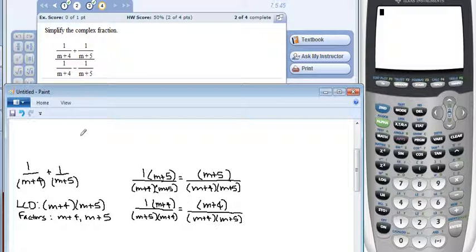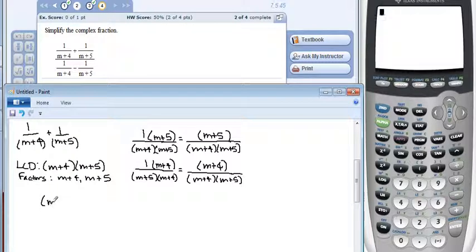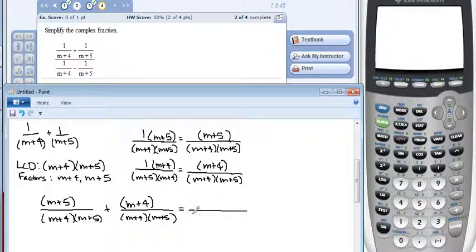Right? So here I have m plus 5 over m plus 4, m plus 5, plus m plus 4 over m plus 4, m plus 5. Okay, this is equivalent to that, and this is equivalent to that, so I'm going to add these two, which are right down here. I have a common denominator of m plus 4, m plus 5. You see how I'm turning it into one solid fraction again. And I've got m plus 5 plus m plus 4.